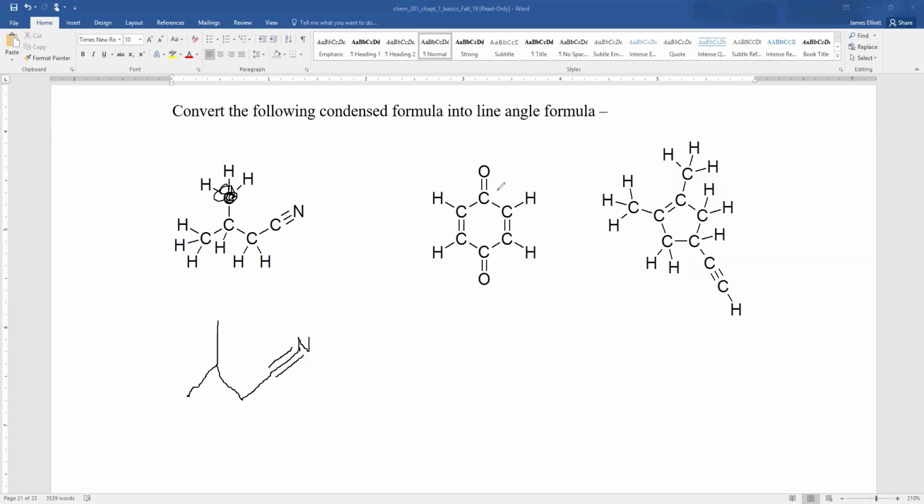Second one, we've got a ring of carbons. Oh, actually, I can do this a bit better because I can invoke some lines. So if I go like this, there we go. That looks better. And then there's 2 carbon to carbon double bonds down each side. And then carbon to oxygen double bonds at the top and the bottom.